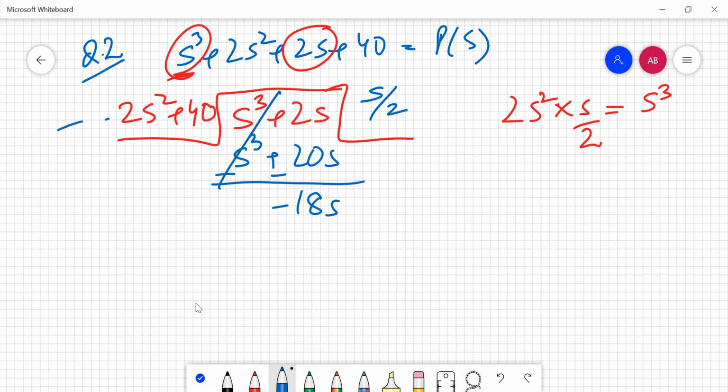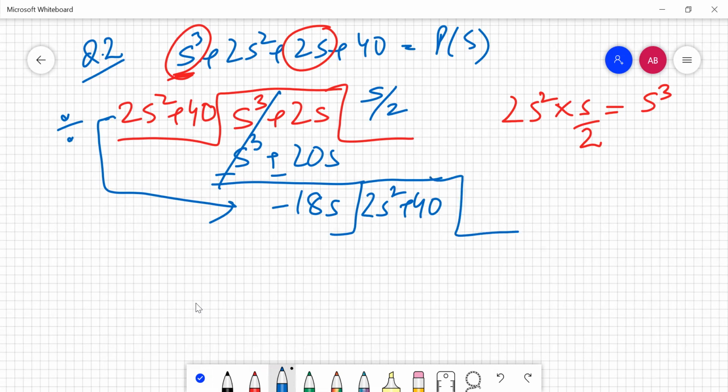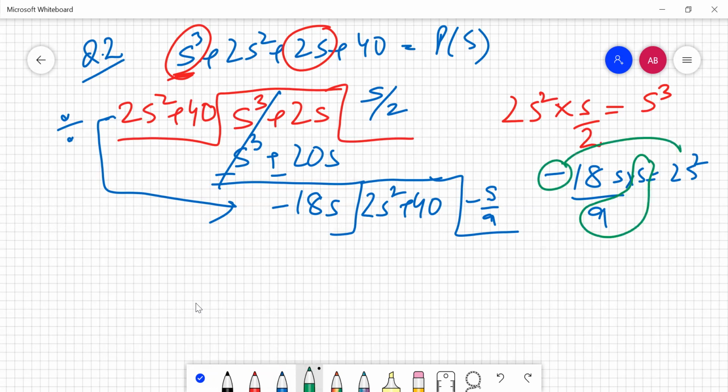So again, here I just divided at this step. Now this point, 2s square plus 40, is going to get divided itself. First it divided and now it is going to get divided itself. Now you know that I have to multiply it by minus s upon 9, because 18s is there and I have to get 2s square from it. So I have to divide it by 9 and multiply it by s. That means I require s by 9 but with a negative sign to make it a positive 2s square. So that is going to give me a negative quotient.